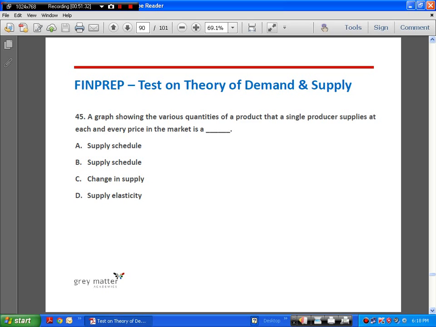A graph showing the relationship between price and quantity supplied is definitely the supply curve. If it is in a tabular form, it is a supply schedule, but if it is expressed in terms of a graph, it becomes the supply curve. So the right answer is supply curve and not supply schedule.